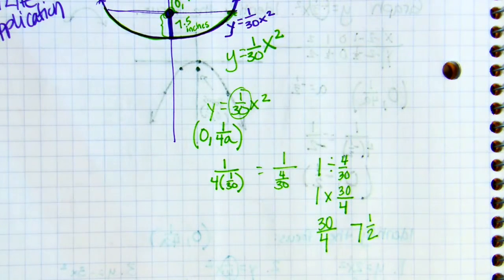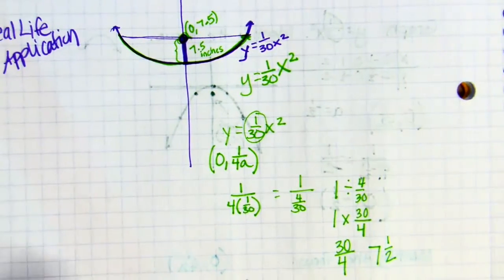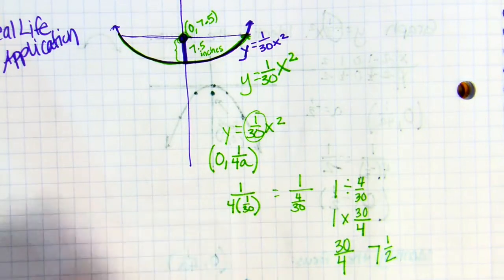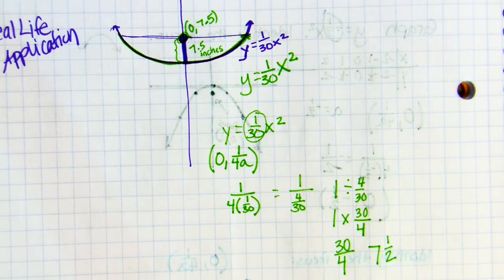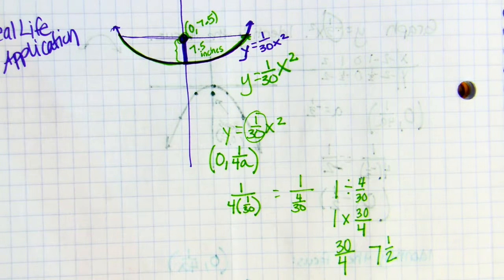So look in your book at example 3. It'll do a similar problem with different numbers, but really we're just using that (0, 1/4a) over and over and over again in this section. So do your best.